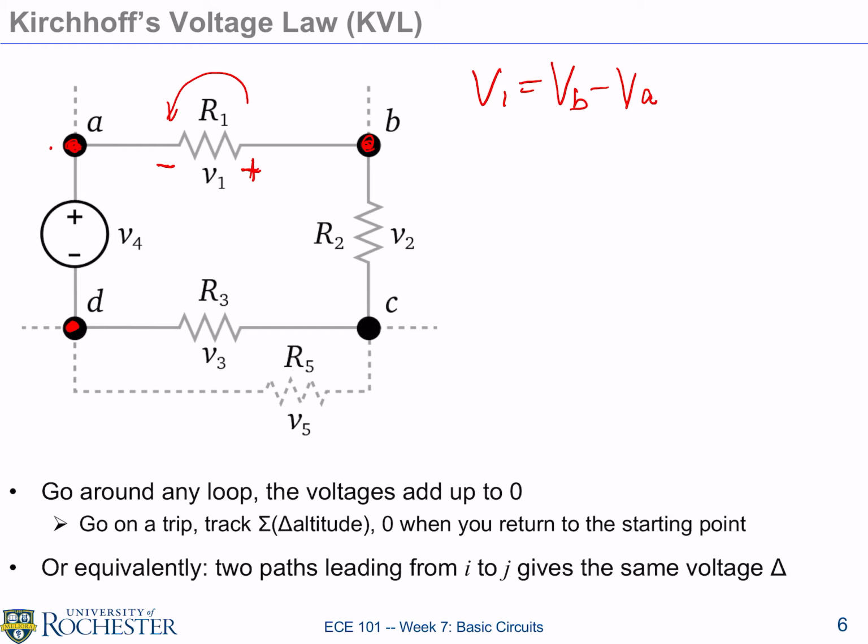So what is KVL? KVL says since there's a whole bunch of potentials, okay, D having its potential, A is V4 volt higher than that, B is V1 unit higher than that, and if we keep on going, we can have polarity set. And if we go around the circle, what do we see? If we start from D, we go to A, go to B, go to C, and come back to D.